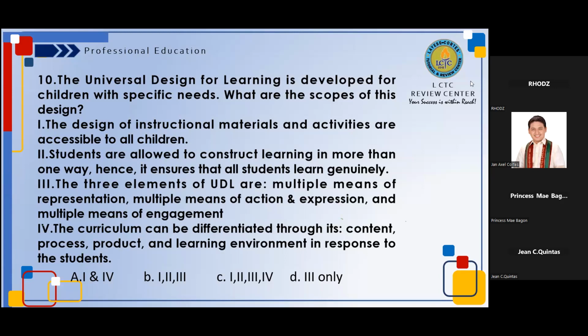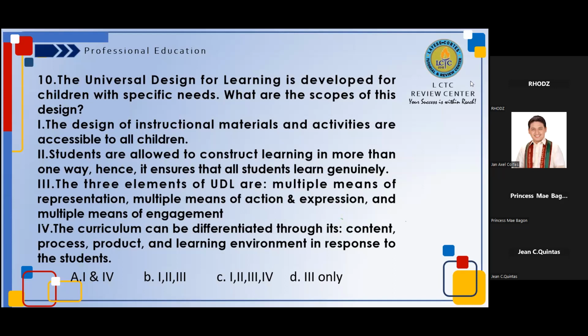I would like to ask everybody, what makes number 4 there wrong? Why is it not under universal design for learning? Please type your answer for my question. What makes item number 4 not under universal design for learning? Correct. Princess May, you're correct.